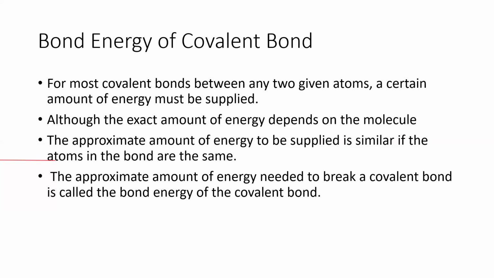For most covalent bonds between any two given atoms, a certain amount of energy must be supplied. You have to supply energy. Although the exact amount of energy depends on the molecule, the approximate amount of energy to be supplied is similar if the atoms in the bond are the same. The approximate amount of energy needed to break a covalent bond is called the bond energy of the covalent bond. So we break bonds and we form bonds.